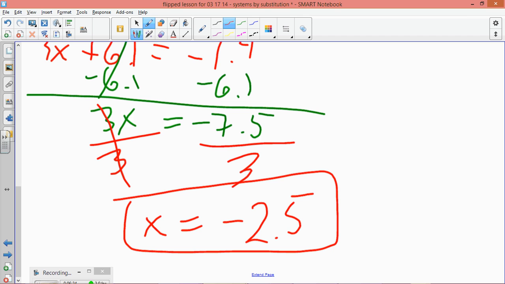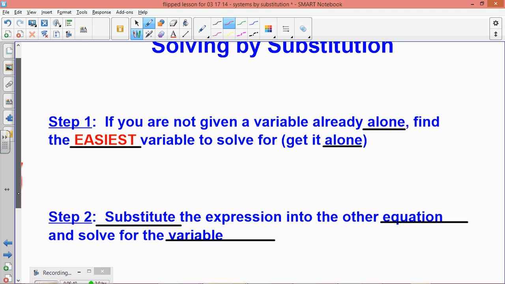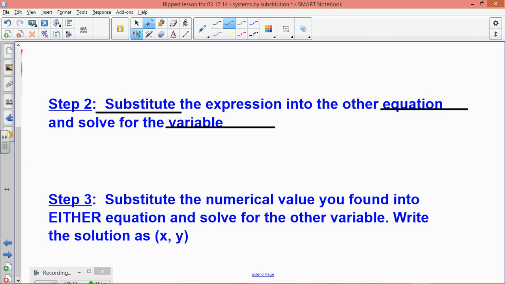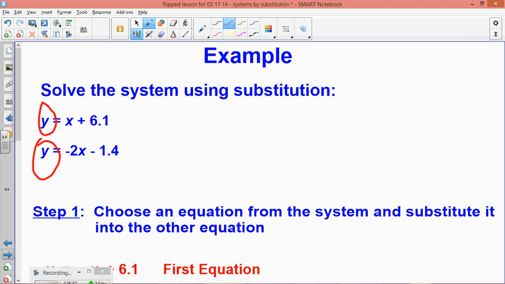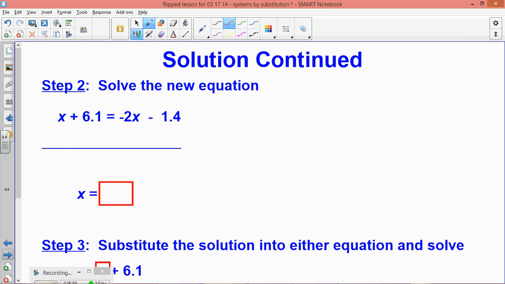Now let's go back to the previous page, and let's look at step 3. Step 3 tells me that once I have the value of one variable, I'm going to substitute that number I just found into either equation and solve for the other variable. And then I will have my solution. Okay? So there's nothing there you need to copy down. So let's go on to step 3.